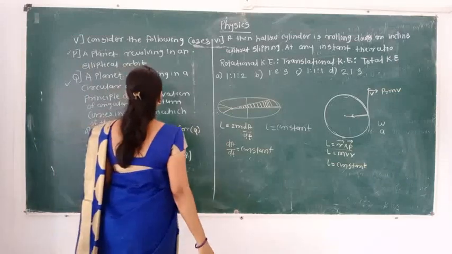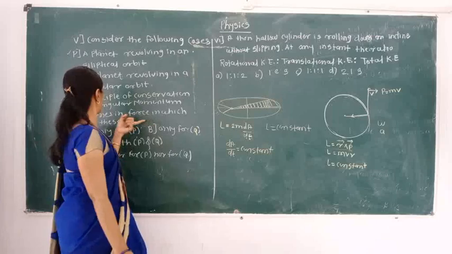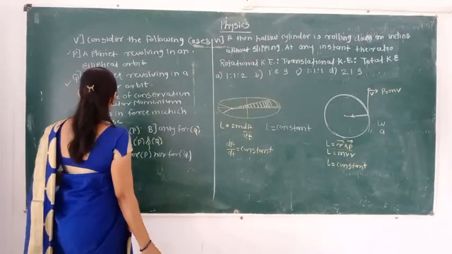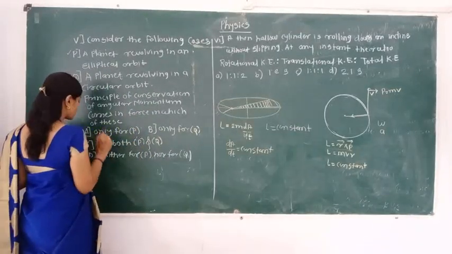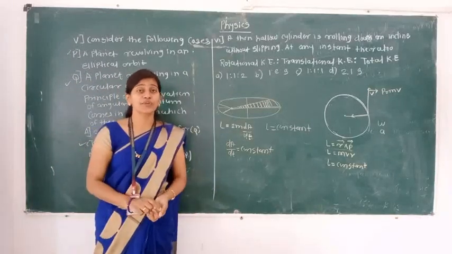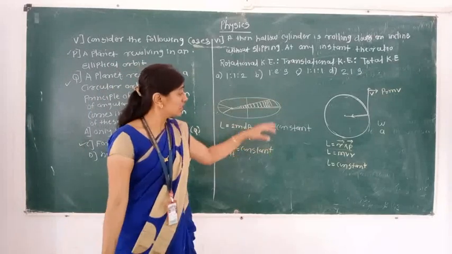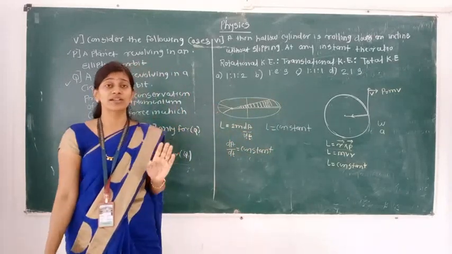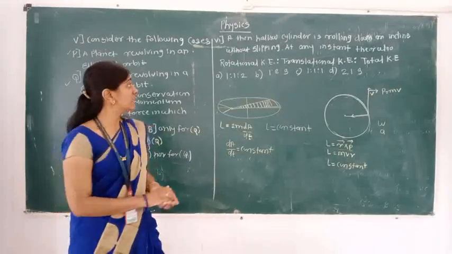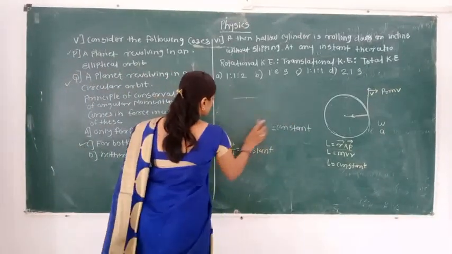So the principle of conservation of angular momentum comes into force in both of these cases. So option C is correct for both P and Q. When the planets are revolving in an elliptical orbit and when the planets revolve in a circular orbit, in both cases the angular momentum remains constant. Let me move toward the next MCQ.